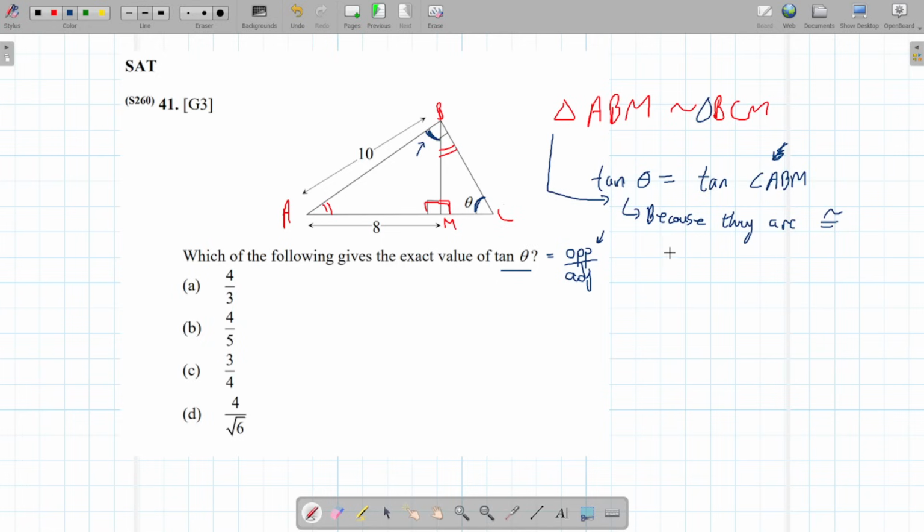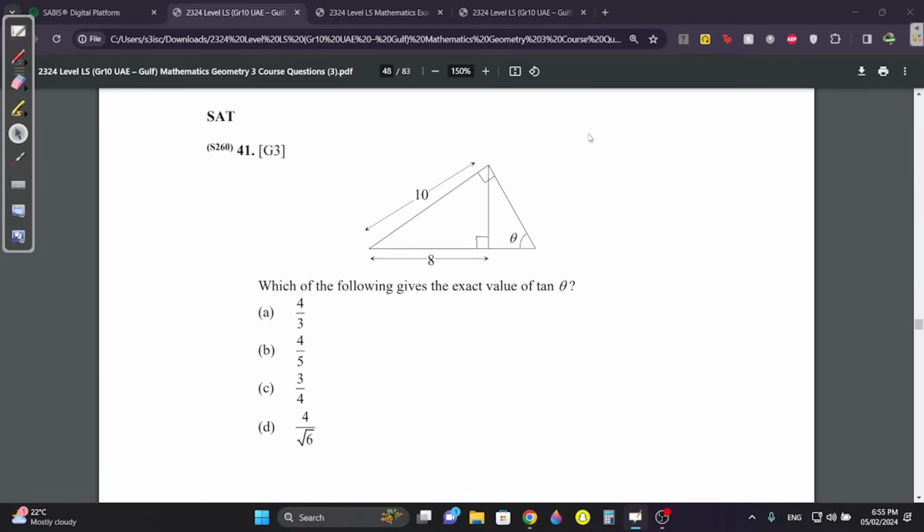After you say they're congruent and you say this tangent is equal to this, can you find the tangent of ABM? Yes, you can. You can say the tangent of angle ABM is equal to the opposite of ABM, which is 8, over the adjacent, which is 10, which simplifies to 4 over 5. So your answer is part B. This is all you need to write, really, if it comes written.